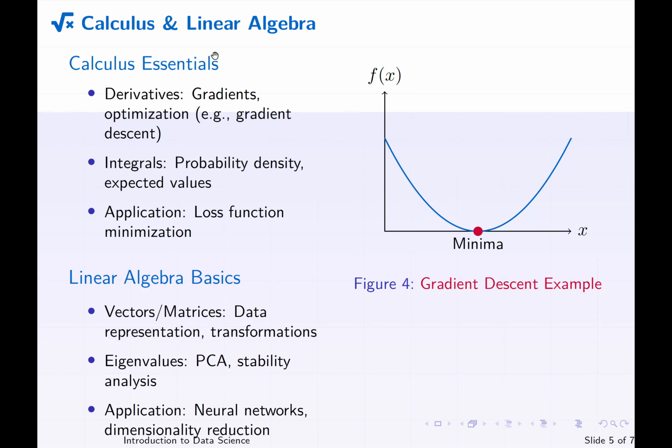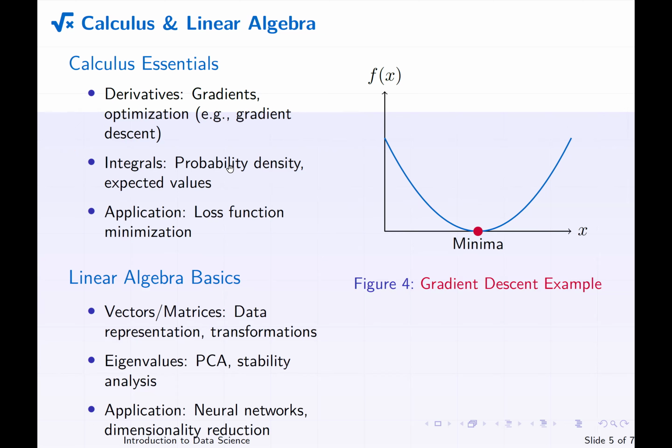So we have calculus essentials for data science. You need to know about derivatives. So we talk about gradients, optimization, e.g. gradient descent. Gradient descent is more like searching for a minimum solution in a function by doing iterations as the result moves towards a minimum point, right?